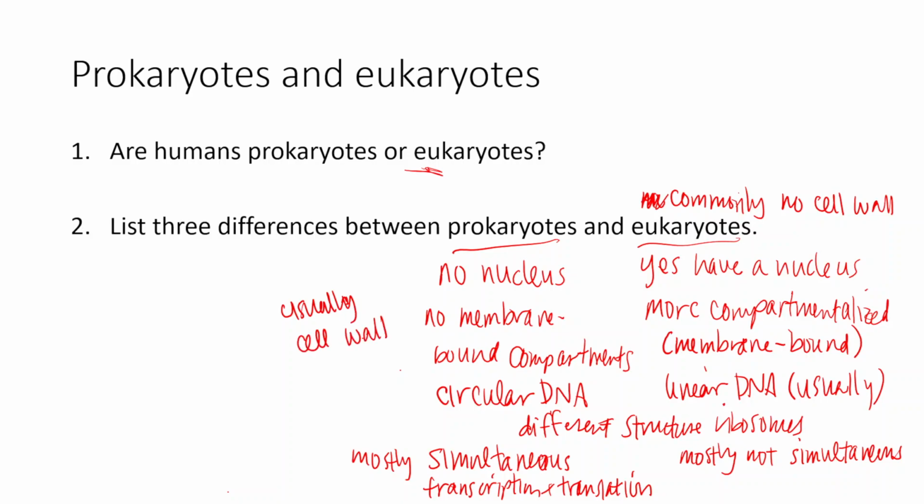Okay, so do you have another difference? Prokaryotes are always single-cell organisms. Eukaryotes can be single-cell organisms. Yes, that is a good way to put it. So prokaryotes are almost always unicellular. Eukaryotes are uni or multicellular.